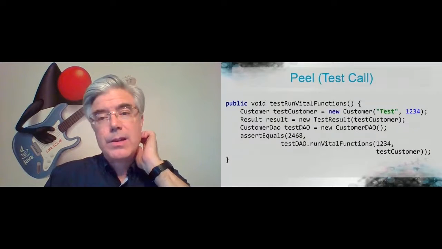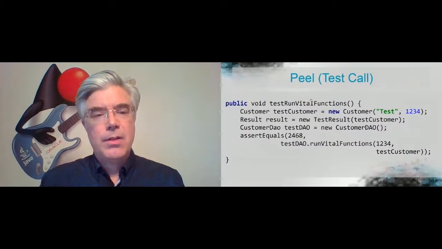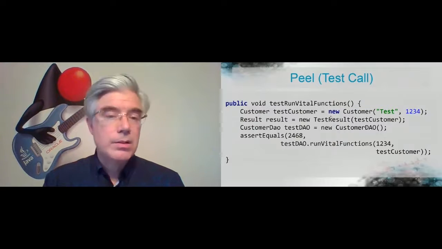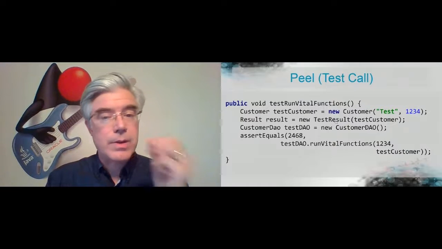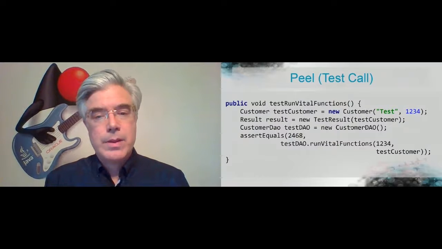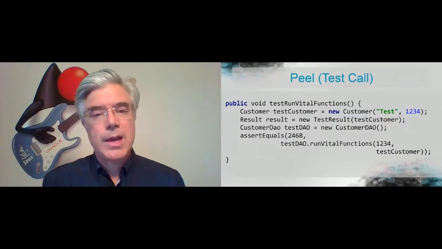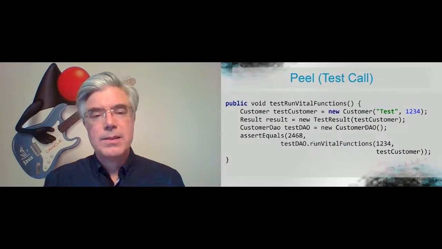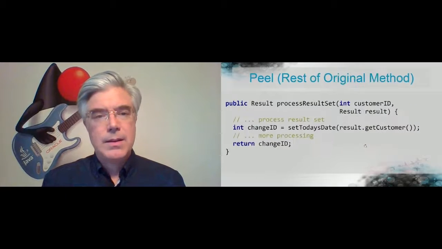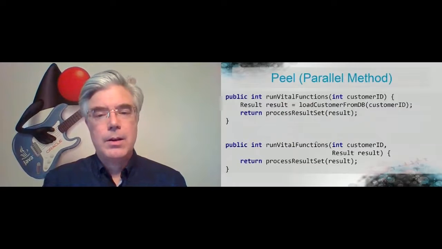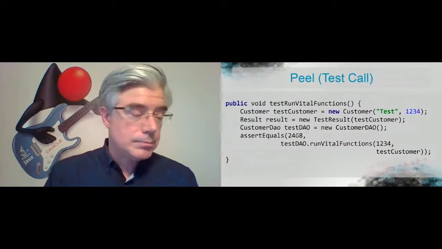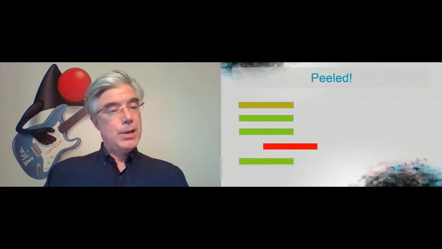All right, now let's look at the test call that we'd write for that. So I would create a new customer, test customer. I'd create a new test result object that looks like the result. It probably overrides the result methodology and functions, but it's going to be initialized with my test data. I'll create a new customer DAO, and for my test I run the vital functions, that function that I replaced with a test version. I'll call run vital functions and pass in my test customer, and then I can assert that it equals what I expect it to equal. Pretty cool. And it's peeled.